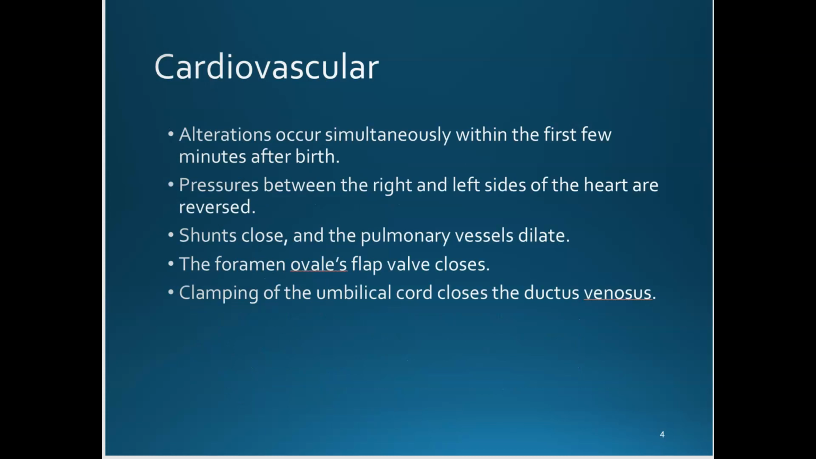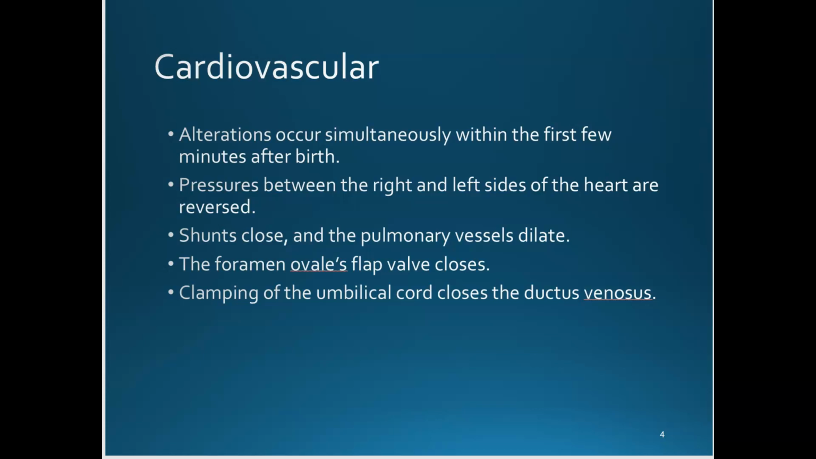So cardiovascular: the cardiovascular system has some of the most dramatic changes within the first few minutes, hours, to day of birth. We have three main changes in the cardiac system that change dramatically in the first 24 hours. We have the foramen ovale, the ductus arteriosus, and the ductus venosus. These three things are essentially all holes in places that we don't want holes to be anymore after birth.